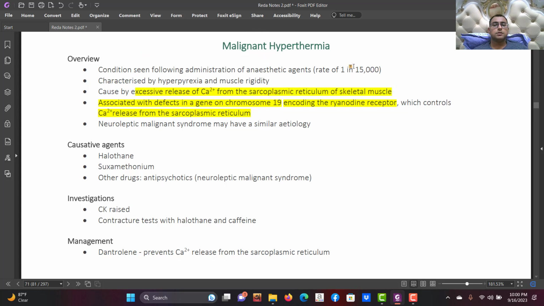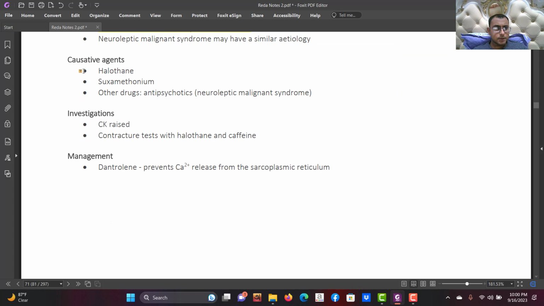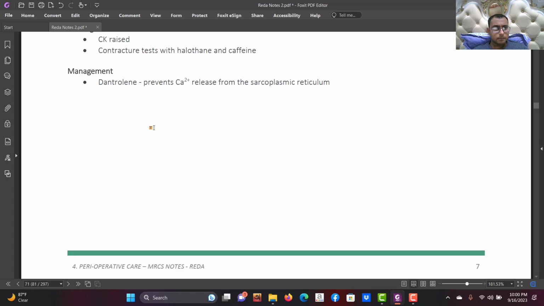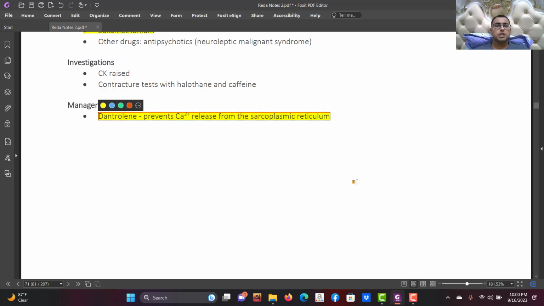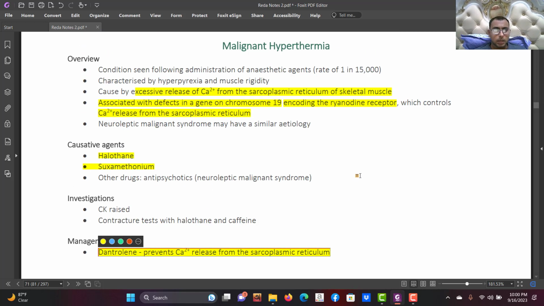Okay, 1 in 15,000, not so common. The causative agents are halothane and succinylcholine. Management is dantrolene, which prevents calcium release from the sarcoplasmic reticulum. It is not for everybody, because those who have a problem with chromosome 19, an autosomal dominant disorder, will face malignant hyperthermia.